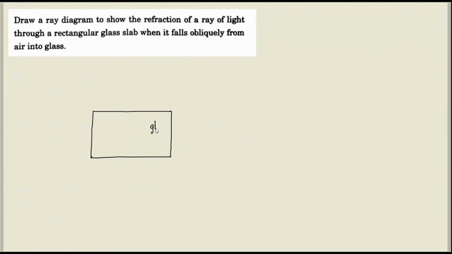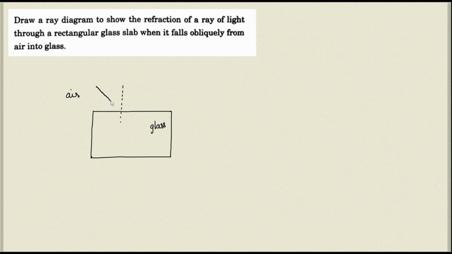Now this is glass, and surrounding this glass we have air. Now a ray of light falls on this rectangular glass slab obliquely. So you have to represent the normal at the interface of air and glass. This is where the incident light is falling.